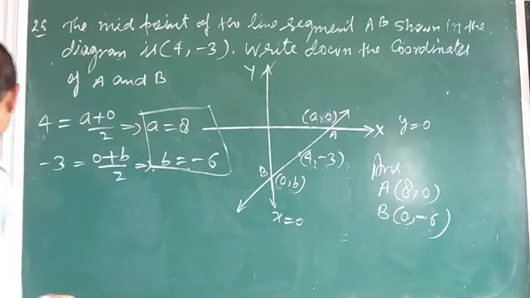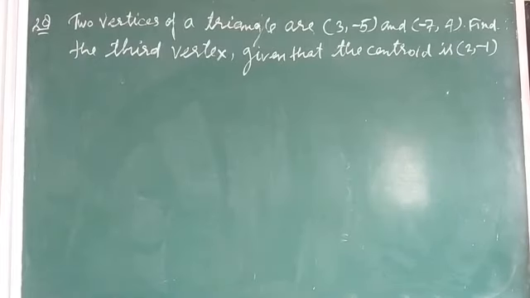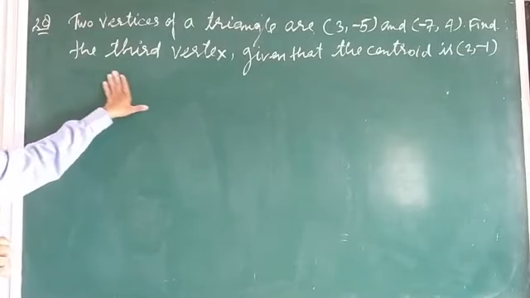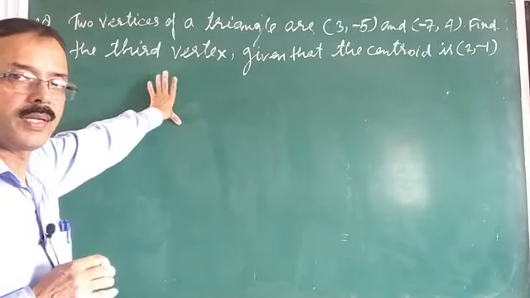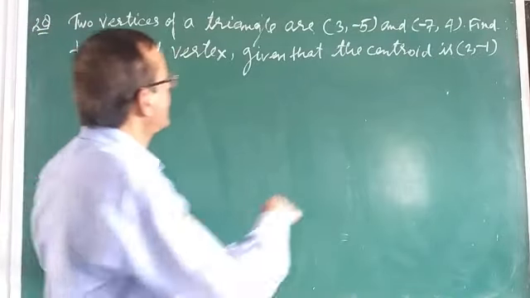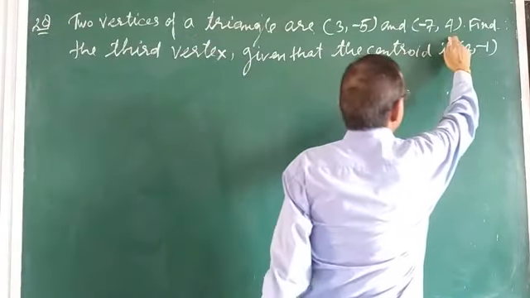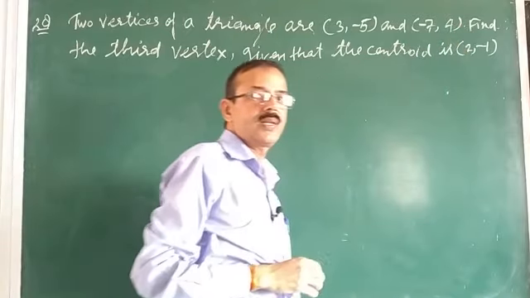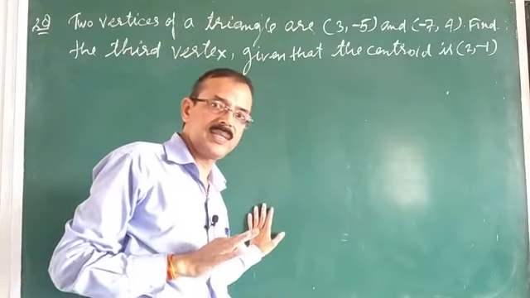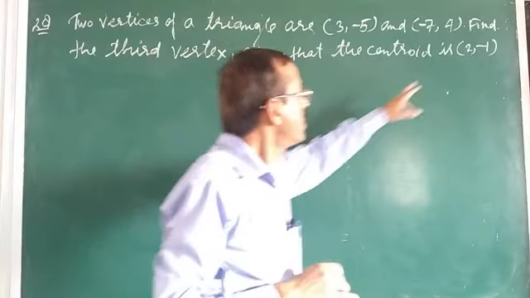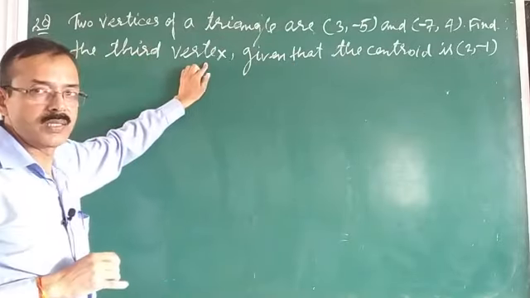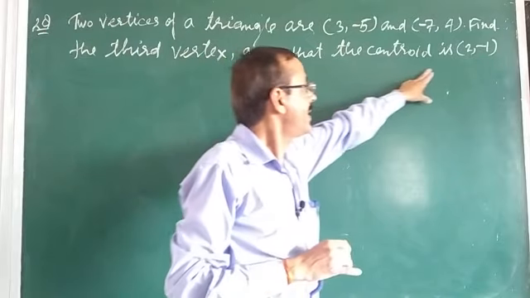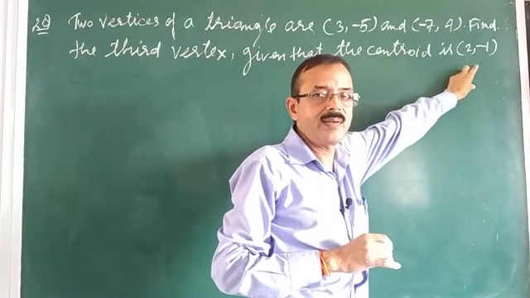One more question after this. Take this question, solve. Yes students, question number 28 of that exercise. Very good question. This is related to the centroid. Two vertices of a triangle are (3, minus 5) and (7, minus 4). Two vertices are given. How many vertices are there in a triangle? There are 3 vertices, but 2 are given, 1 is unknown. Find the third vertex. We have to find the third one. Given that the centroid is (2, minus 1). With the help of the centroid, which is already given.